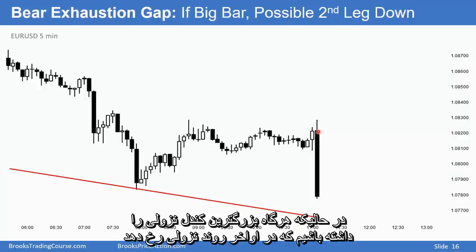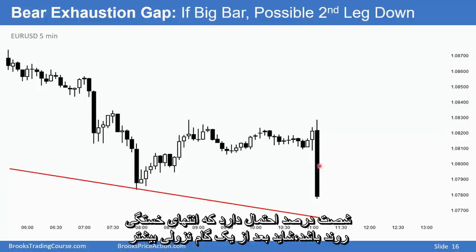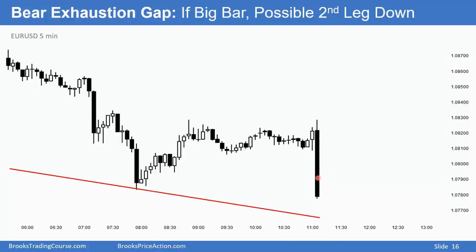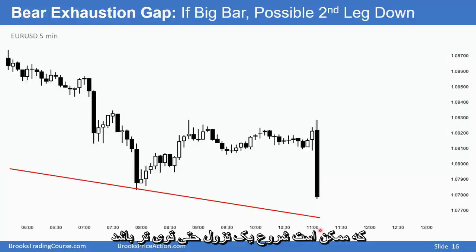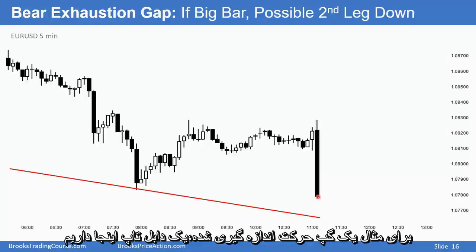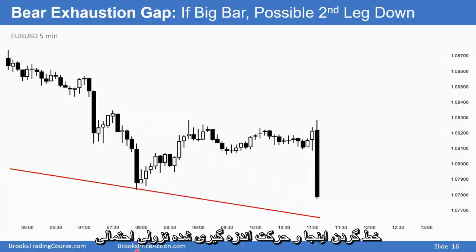However, whenever you have the biggest bear bar occurring late in a bear trend, 60% chance it's going to be an exhaustive end of the trend, maybe after 1 more leg down. 40% chance it's going to be the start of an even stronger swing down. For example, a measuring gap. We have a double top here, neckline here, possible measured move down.